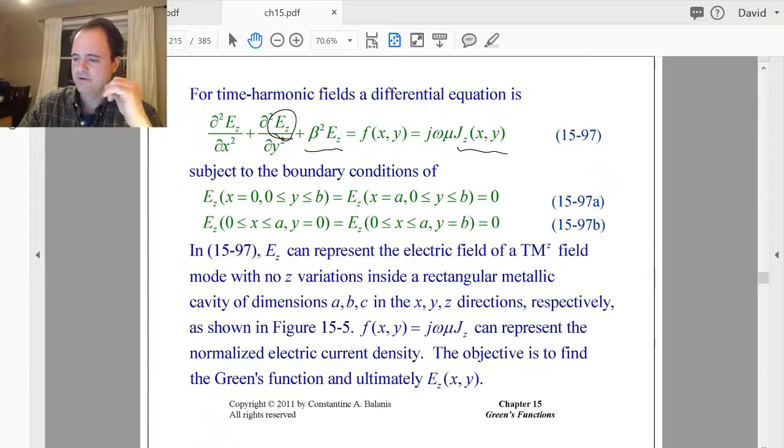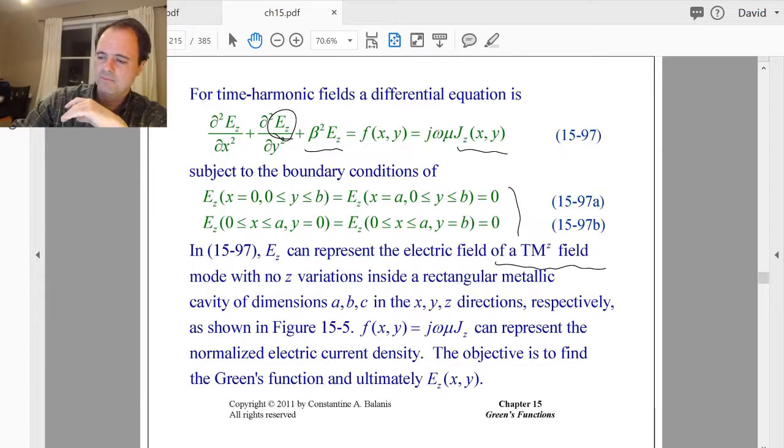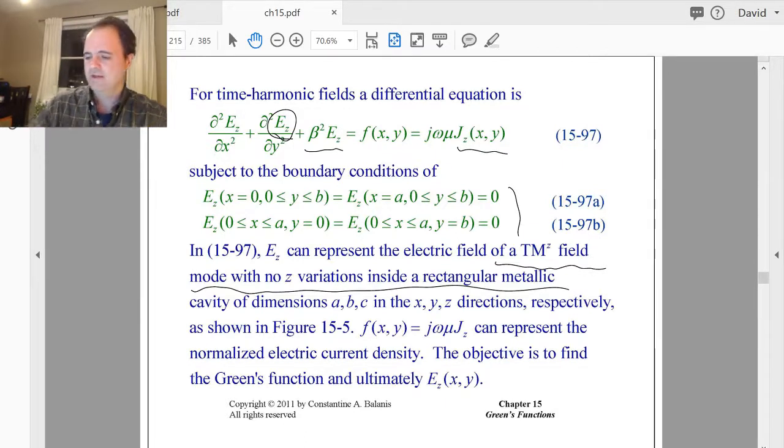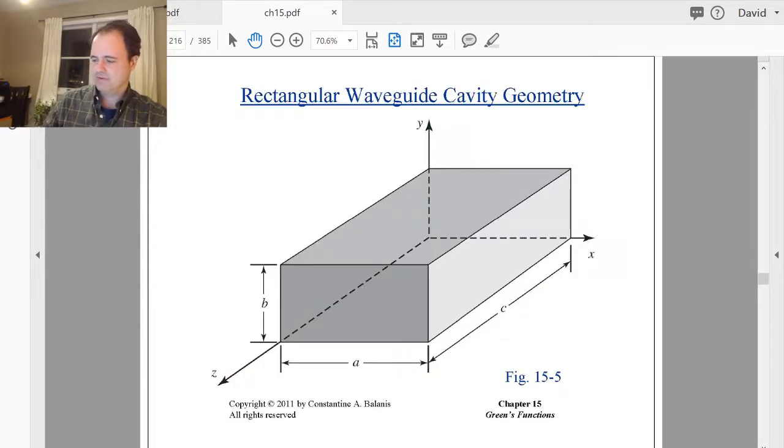All right, so let's say we have those boundary conditions. This can represent the electric field of a TMZ field mode with no z variations inside a rectangular metallic cavity of dimensions A, B, and C. The F being this can represent the normalized electric current density, and the objective is to find the Green's function and ultimately E sub z. All right, so say we have something like this.